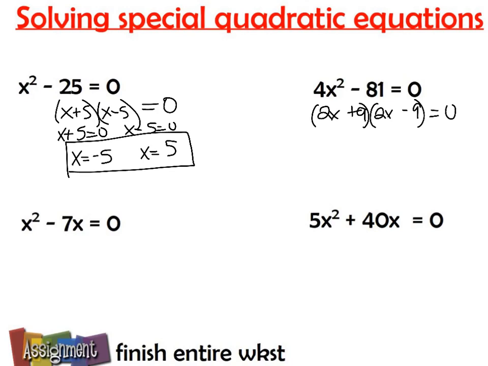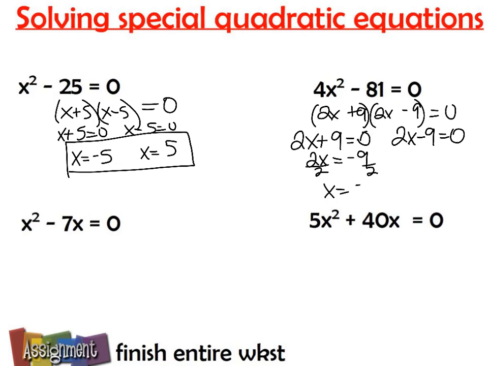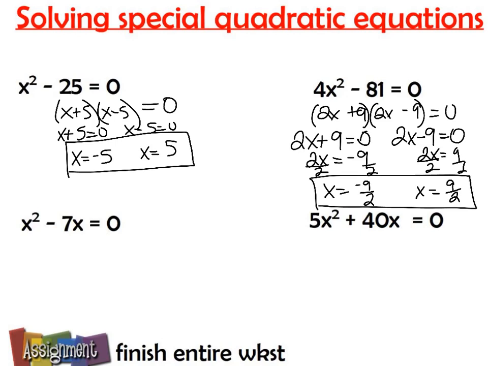All right, so now let's set those each equal to 0. Okay, subtract the 9 on both sides and then divide by the 2. So x would be a negative 9 halves. Over here, I'm going to add the 9 to the other side and divide by 2. So it could be a positive 9 halves. So those are your two solutions. That's how it works if you're doing a difference of squares.